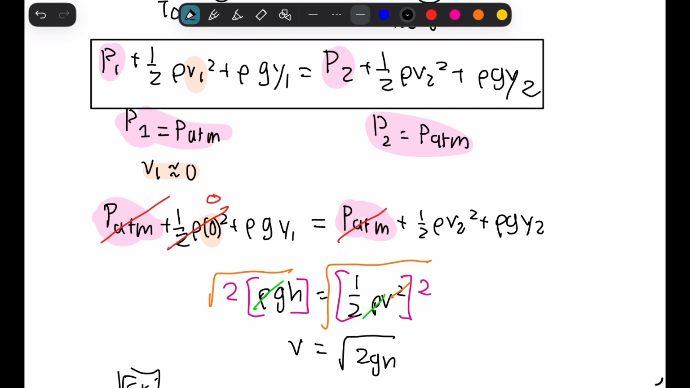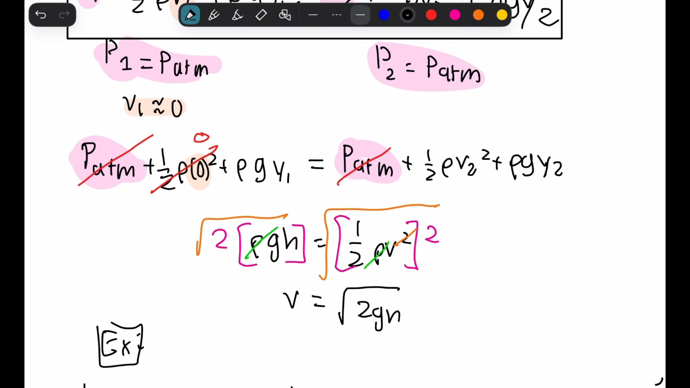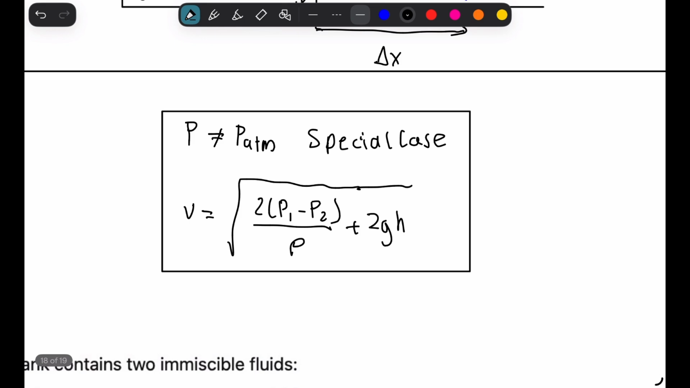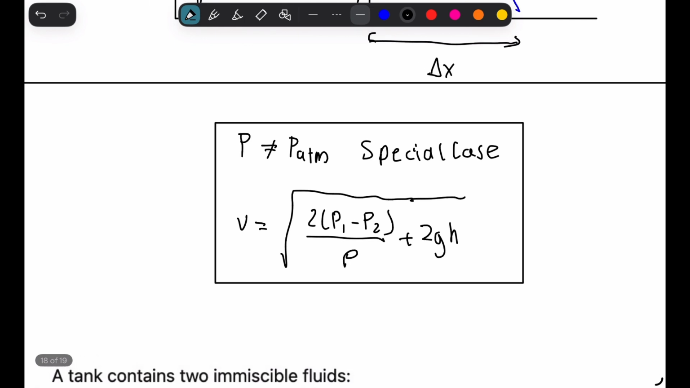Then you can just take what you have here, divide both sides by rho, and then multiply both sides by 2 to cancel out that 1/2. Then you're going to take the root of both sides, and you get v is equal to the root of 2gh. Our special case is when we have pressure that is not equal to atmospheric pressure. So v is equal to the root of 2 times (P1 minus P2) divided by rho, plus 2gh.